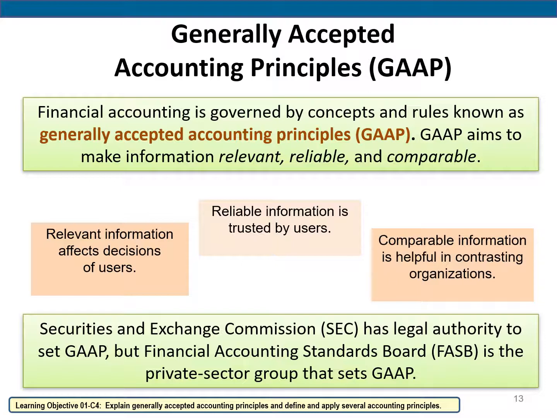So the standard setting body is technically the Securities and Exchange Commission, but they've delegated their responsibilities, so to speak, to what we call the Financial Accounting Standards Board, or the FASB. And they're basically the private sector group that sets GAAP.